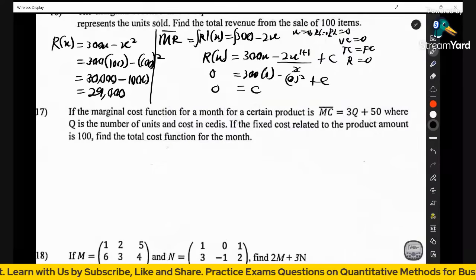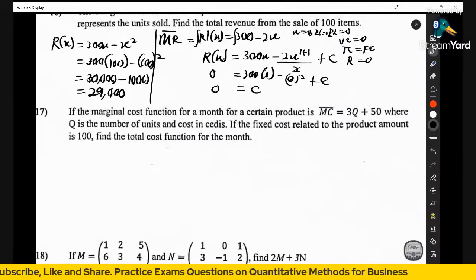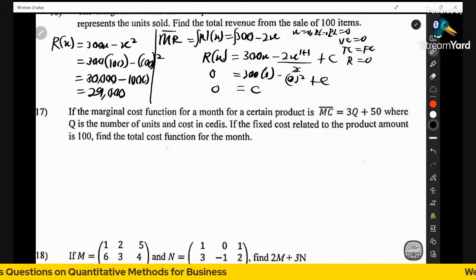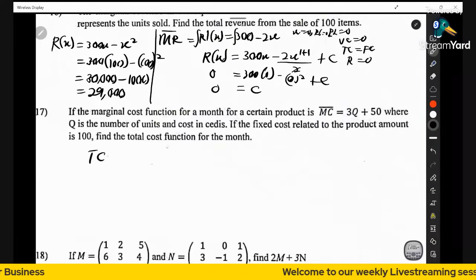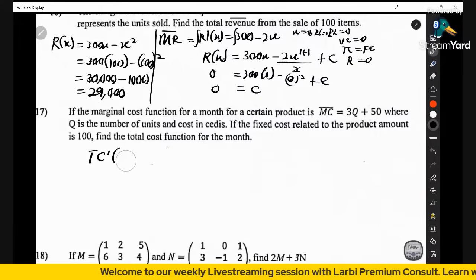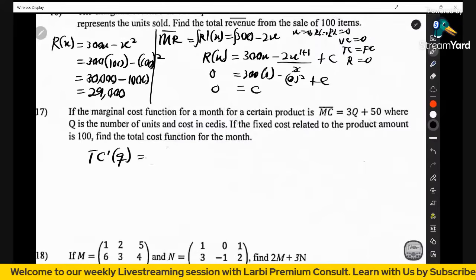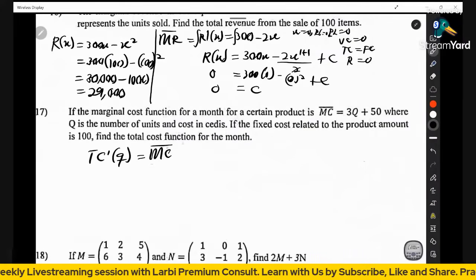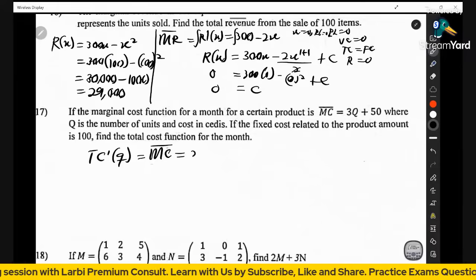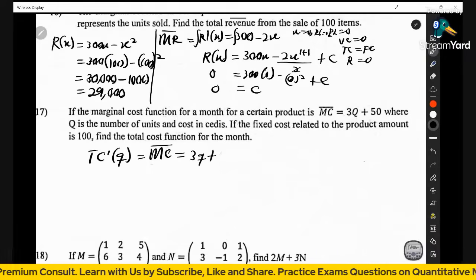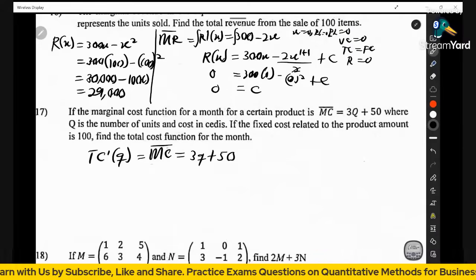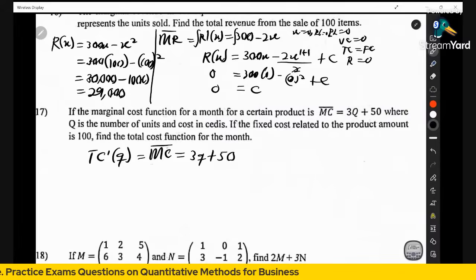So here we are asked to find the total cost function. The marginal cost function is the differential of the total cost function. So our total cost function, which is the differential of x, here it's actually q, should be equal to our marginal cost, which in this case is 3q plus 50. So we need to integrate this function so that we get our total cost function back.